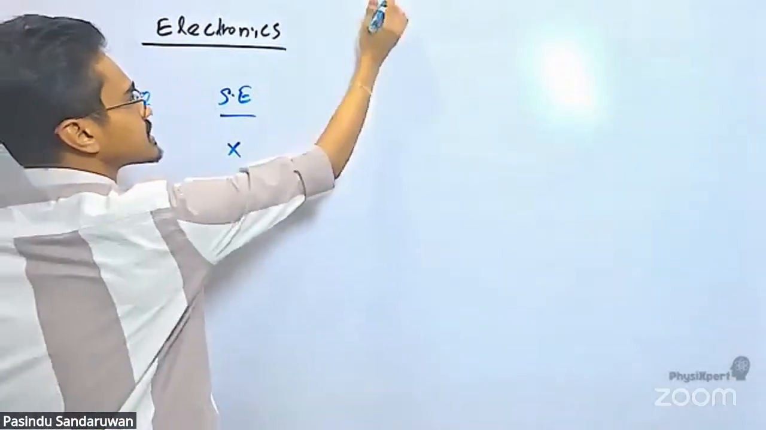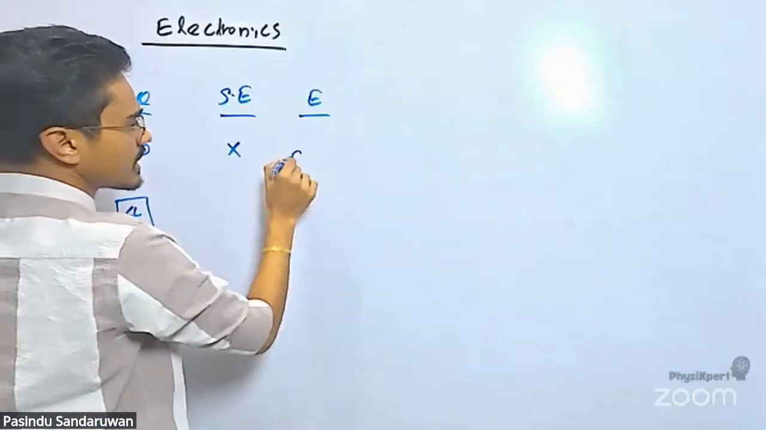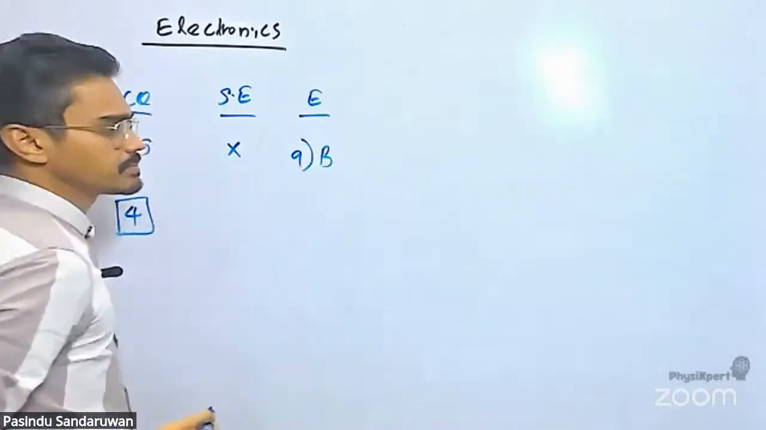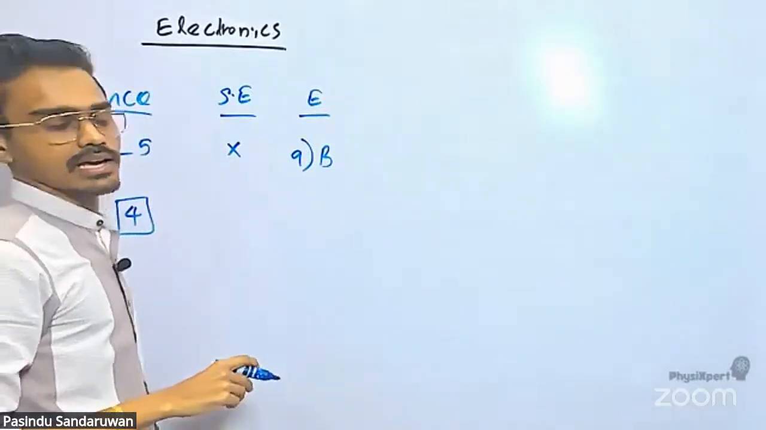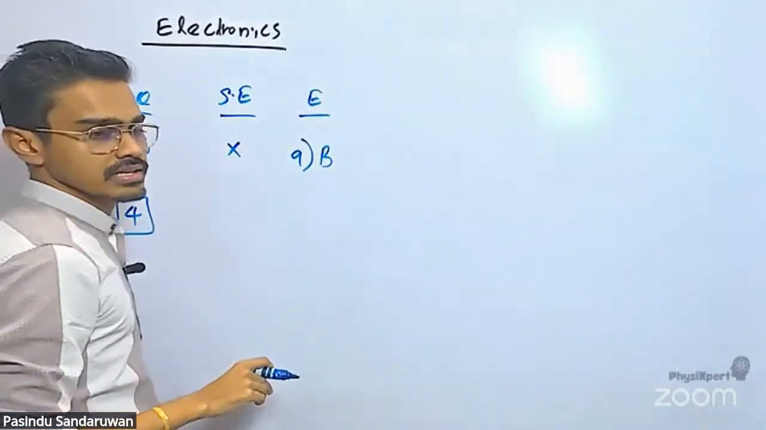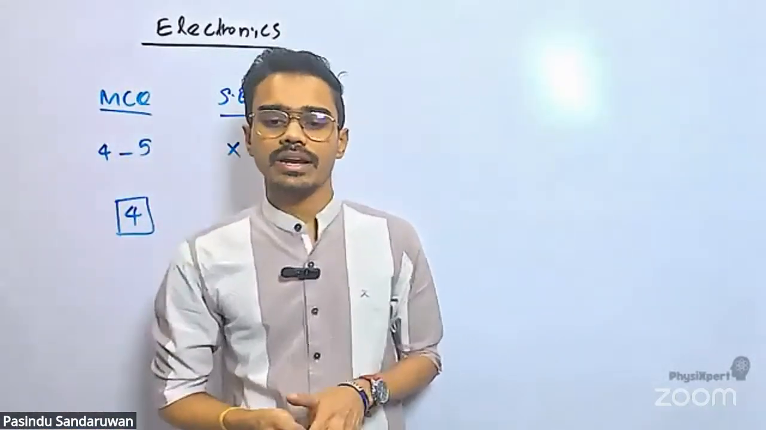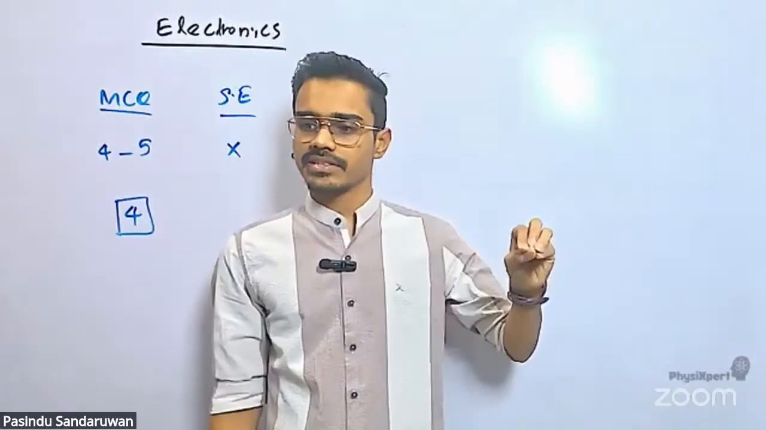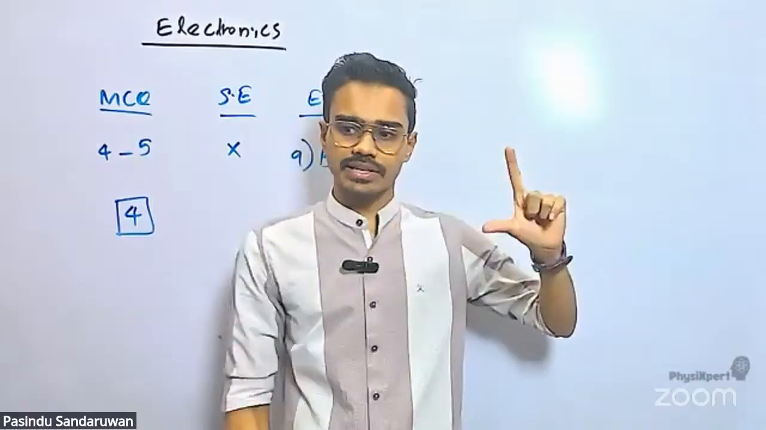When it comes to essays, you have a definite essay, that is essay number 9B. 9A is current electricity, 9B is electronics. When you answer the essay question from A and B, you can answer either A or B. A or B is electricity and electronics.